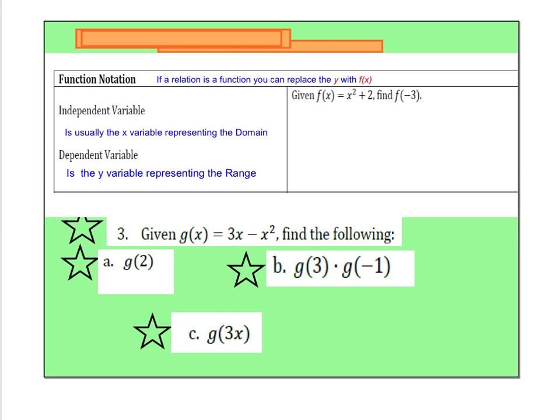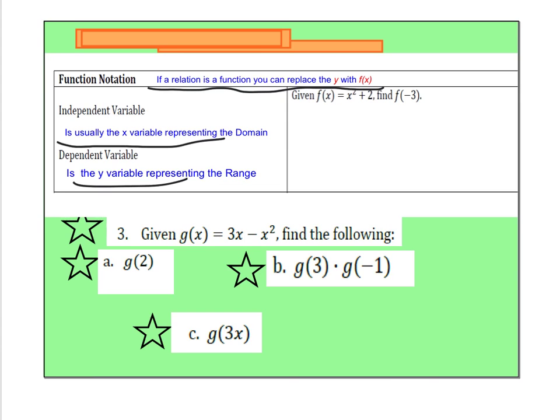So, function notation. If it is a function, f of x comes into play. And that basically just means, yes, this is a function. X is the variable that we're doing something to. And so this is kind of what we're calling the function. So, you have independent, dependent. Independent is usually the x. It's what you're inputting. Dependent is the y.